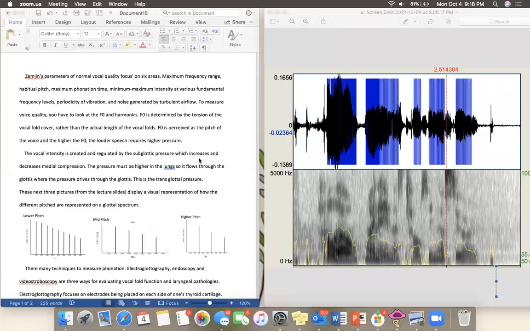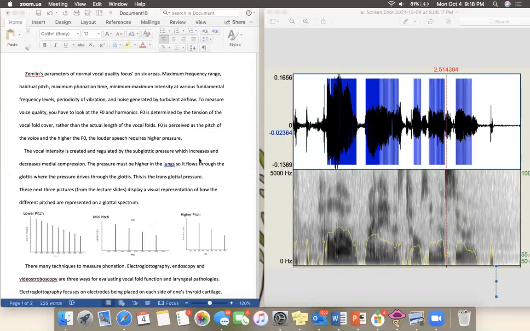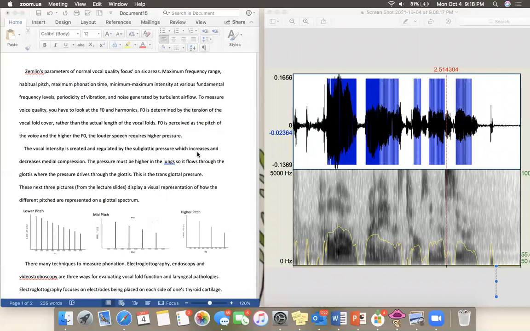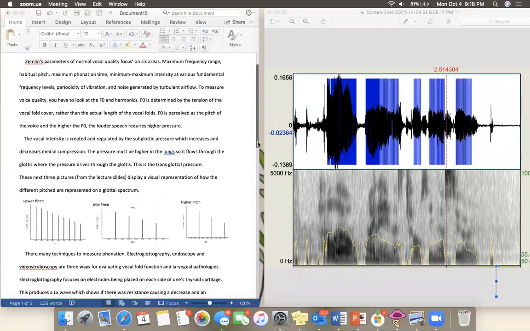So F0 is determined by the tension of the vocal fold cover rather than the actual length of the vocal folds. F0 is perceived as the pitch of the voice. Louder speech requires higher pressure.